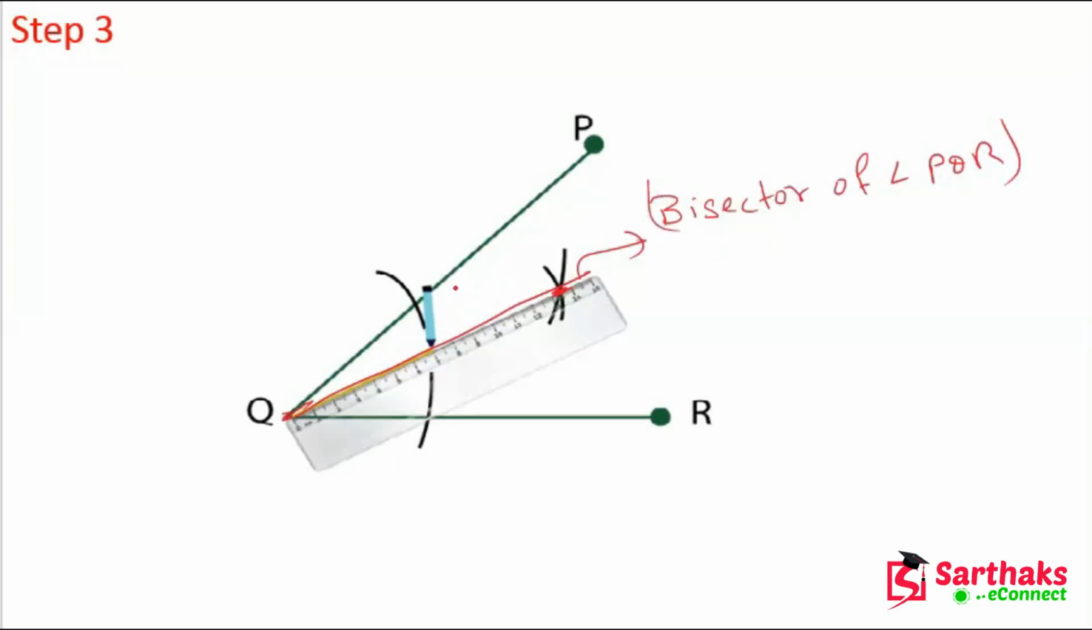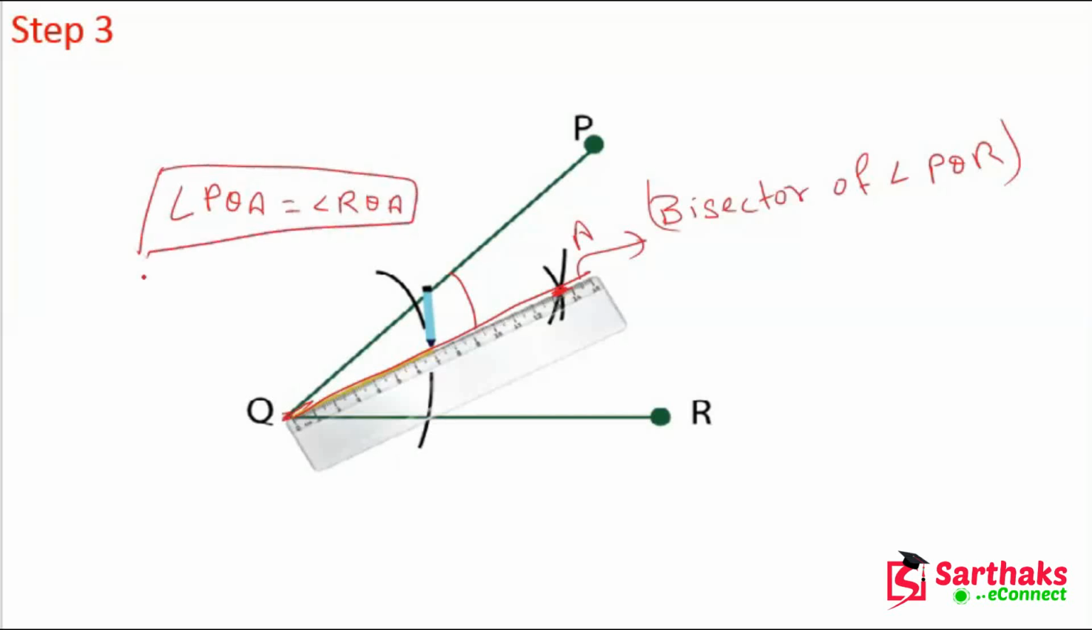Let's take this point as point A. Then we can say that angle PQA is equal to angle RQA. That is the meaning of bisector: the angle is cut into two equal parts by a line. I hope you understand these things. Now let's move on.